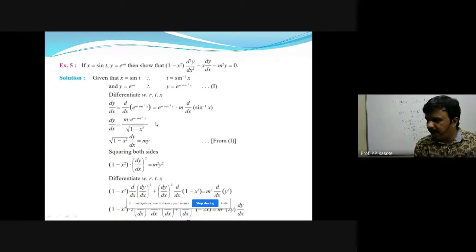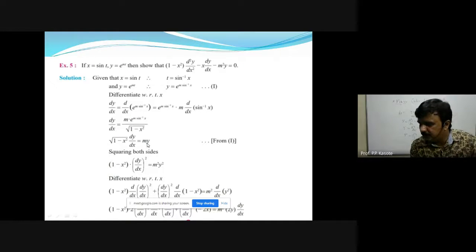So before finding its second derivative, we will shift this root 1 minus x square, which is there at the denominator of the right hand side, to the left hand side. So what will we get? Root 1 minus x square into dy by dx is equal to my.